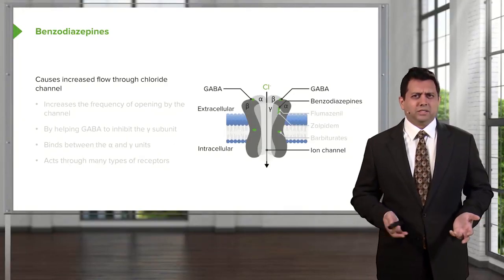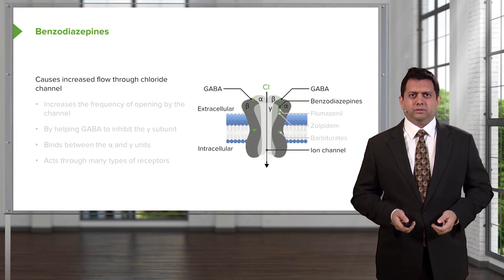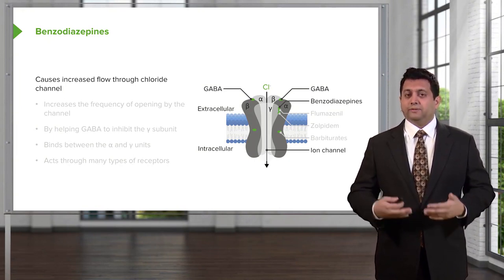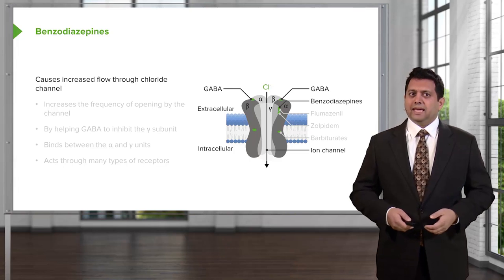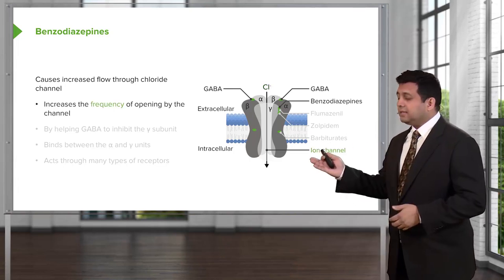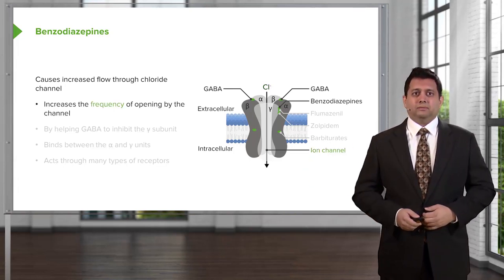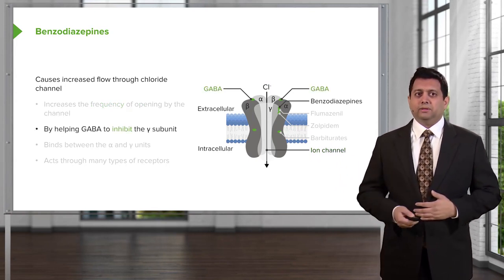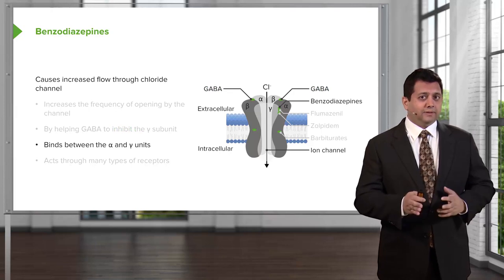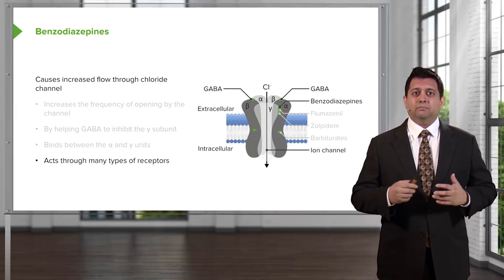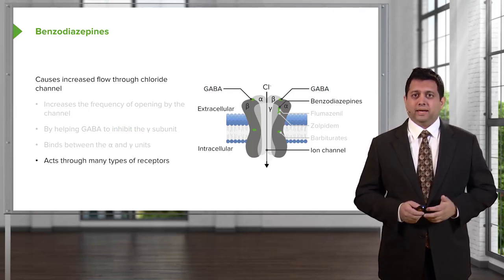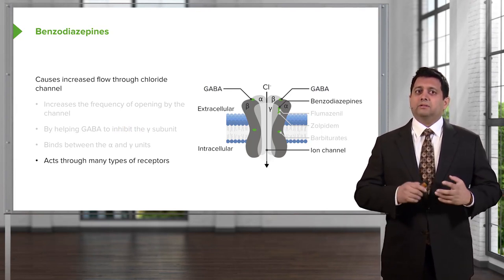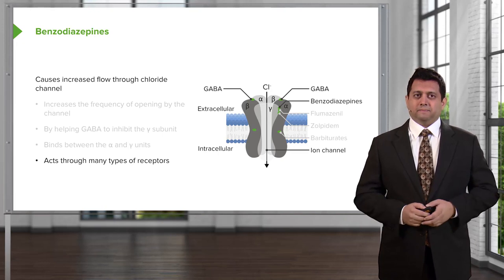How do benzodiazepines work with the GABA receptor? How it does this is it causes increased flow of chloride through the channel. It increases the frequency of opening by the channel. And by doing this, it helps GABA to inhibit the gamma subunit. It binds between the alpha and gamma units, and it acts through many types of receptors all over the brain, as I mentioned before. So remember that benzodiazepines increase the frequency of opening.